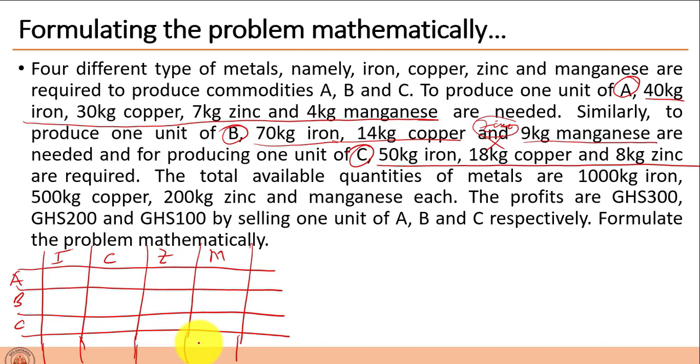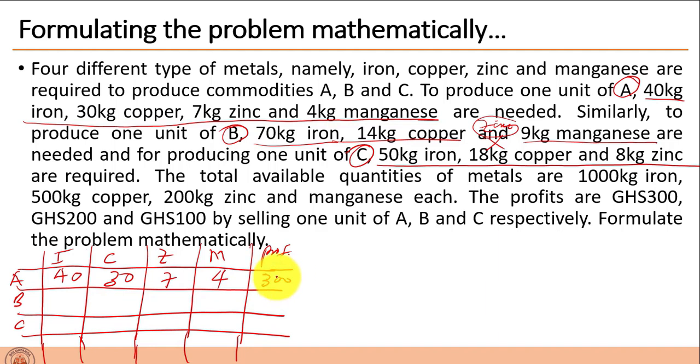A, we need 40 kilograms of iron, we need 30 kilograms of the copper, we need 7 kilograms of the zinc, and 4 kilograms of the manganese. What profit are we going to get to do this combination? What profit are we going to get? We are going to get 300 Ghana cedis.